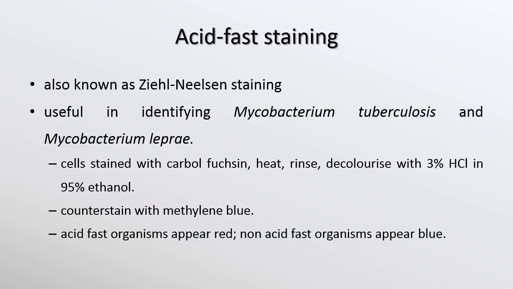Okay, the second one is the acid-fast staining, also known as Ziehl-Neelsen staining. It is usually used to identify Mycobacterium tuberculosis, which causes tuberculosis, and Mycobacterium leprae, which causes leprosy. Usually we stain with carbol fuchsin, then we heat the smear, and then we rinse with decolorizer, 3% hydrochloric acid, and finally rinse with 95% ethanol. After that we counterstain with methylene blue. The acid-fast bacteria, Mycobacterium tuberculosis and Mycobacterium leprae, will appear red, while the non-acid-fast organisms will appear blue.